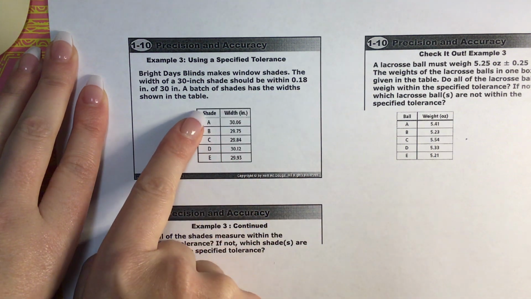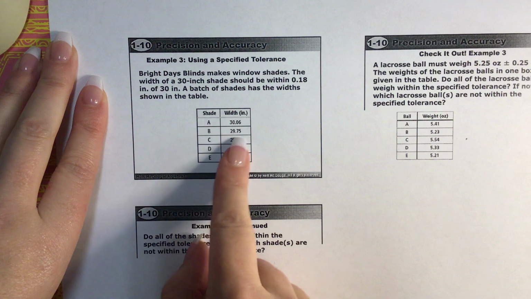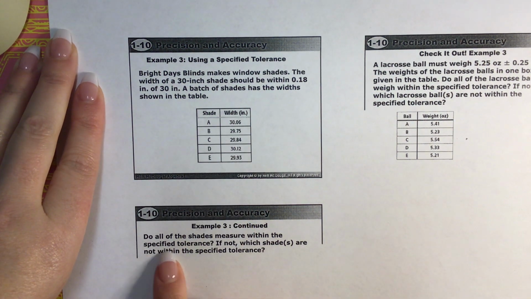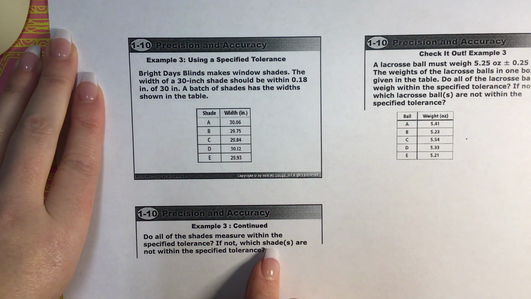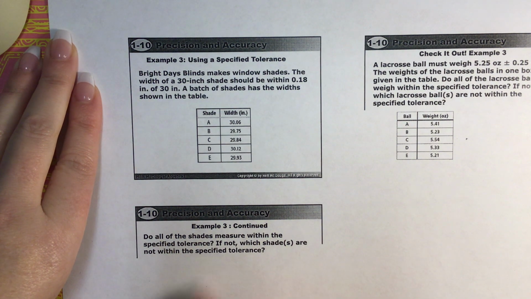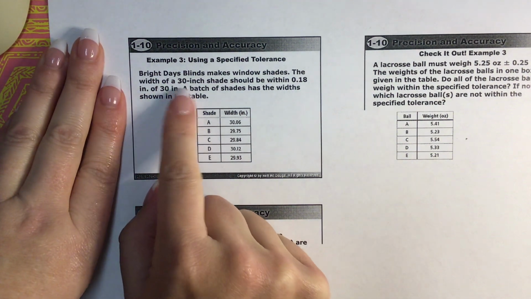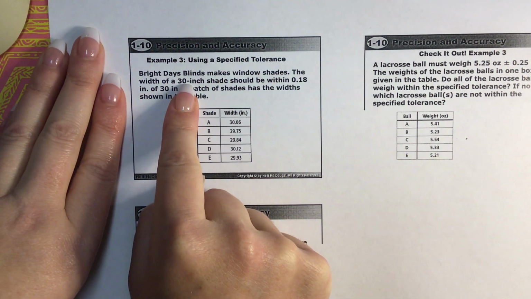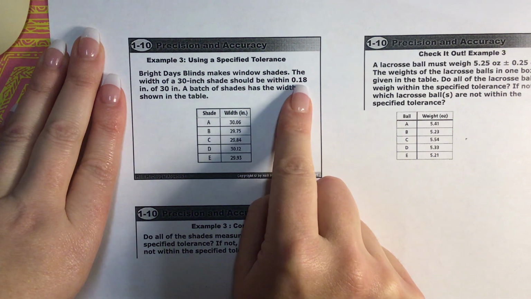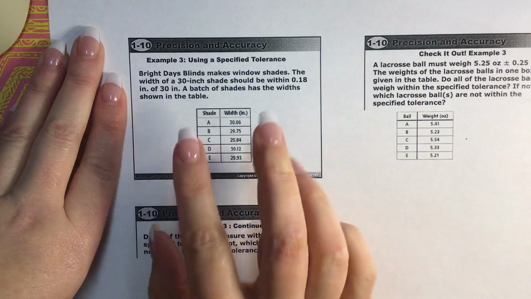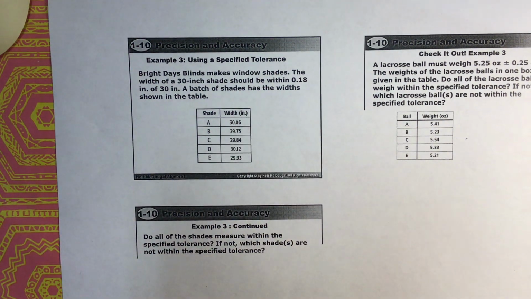Then it says a batch of shades has the widths shown below. So we have shades A, B, C, D, and E, and they all have these widths. What we need to do is determine whether all the shades measure within the specified tolerance. If not, which shades are not within the specified tolerance? This is the perfect value, right? But we need to figure out, with this 0.18, what is the minimum and the maximum that is still allowed within that tolerance? What is that window that we're able to tolerate?